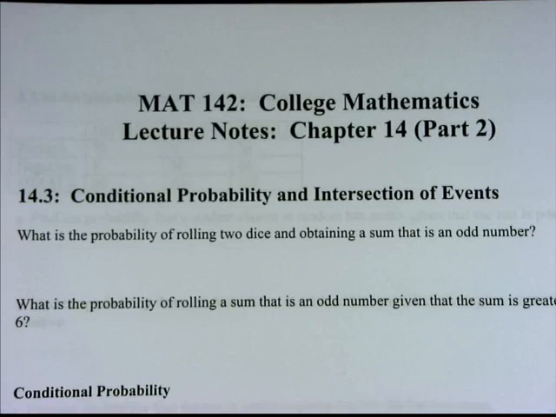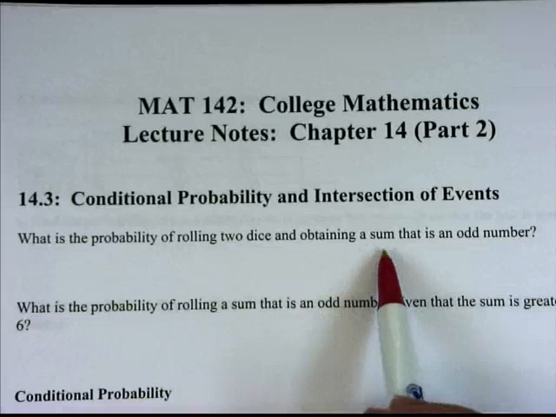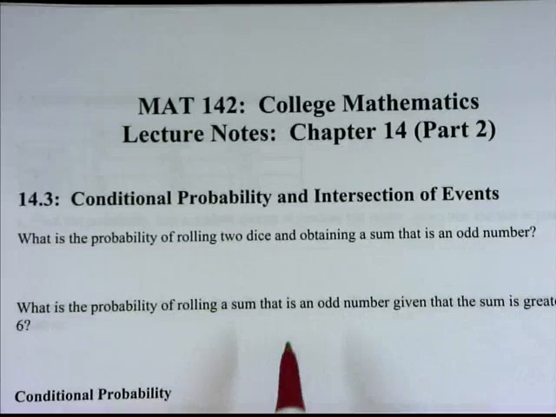So the first thing we want to look at is the idea of conditional probability, as well as the probability of different things happening all in a row. For conditional probability, I want to look at two examples and show you the difference between them. The first one says, what's the probability of rolling 2 dice and obtaining a sum that's an odd number?